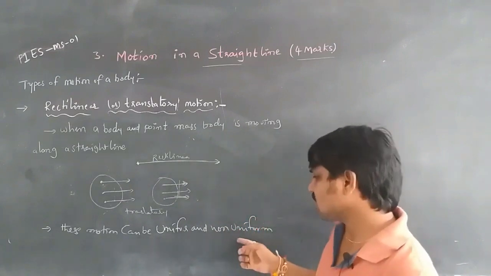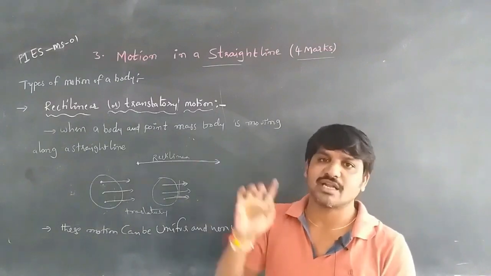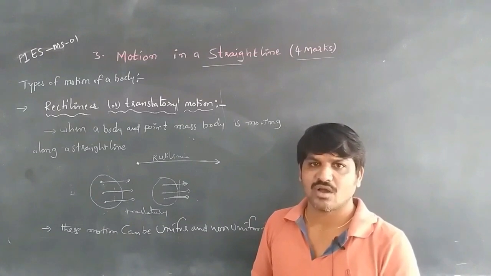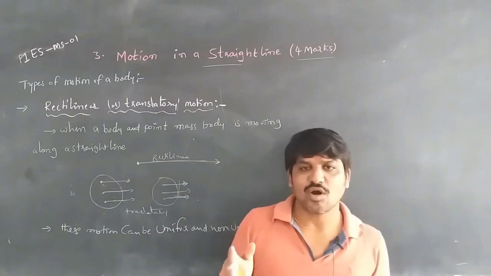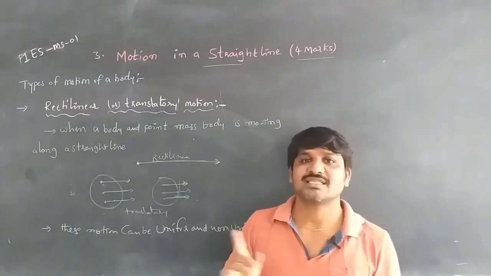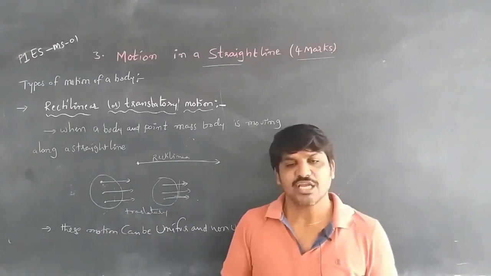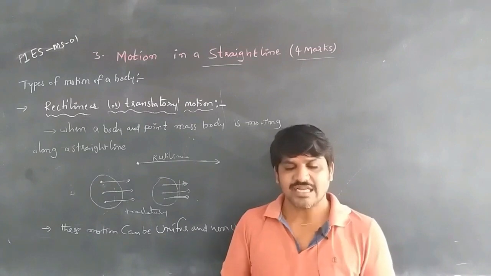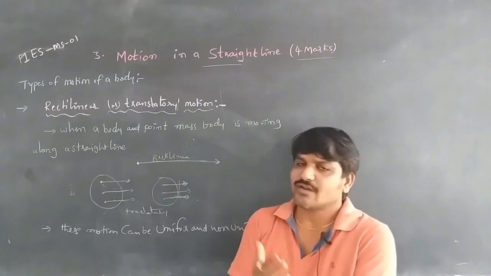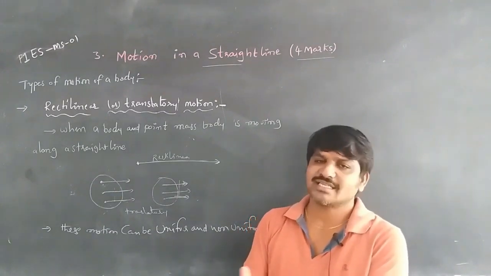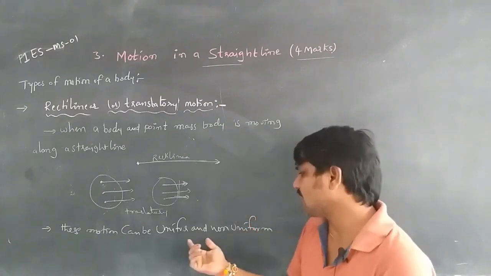In the case of non-uniform, it means equal distances in unequal intervals of time, or unequal distances in equal intervals of time. If in the first second the body moved 10 meters, and in the second 5 meters, then that will be non-uniform. Uniform means in each and every second the body has to move equal distances. Non-uniform means that will not be equal. If the time is the same, the distances are not equal. If the distance is the same, the time will not be equal. So that is called non-uniform.